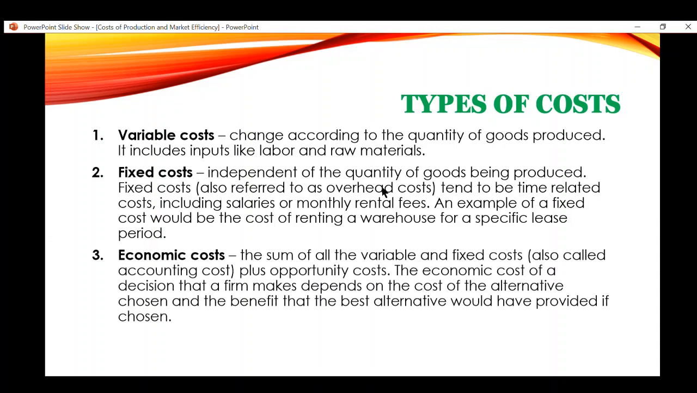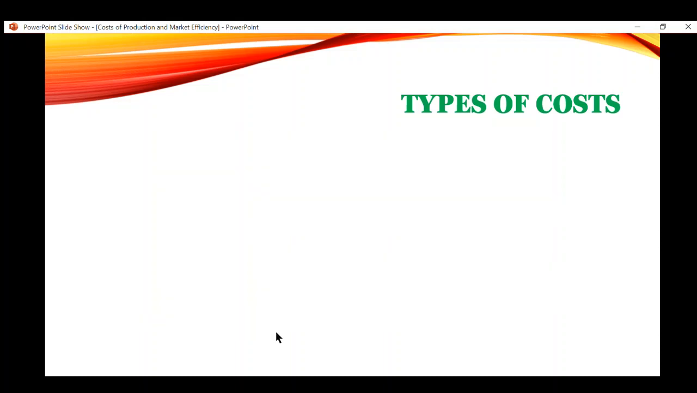Then you have economic costs. So this is the sum of your variable and fixed cost plus the opportunity cost. So therefore, this is your total of the explicit and the implicit cost. The economic cost of a decision that a firm makes depends on the cost of the alternative chosen and the benefit that the best alternative would have provided if chosen, and that's our opportunity cost. So again, the sum of the explicit and the implicit cost is our economic costs.